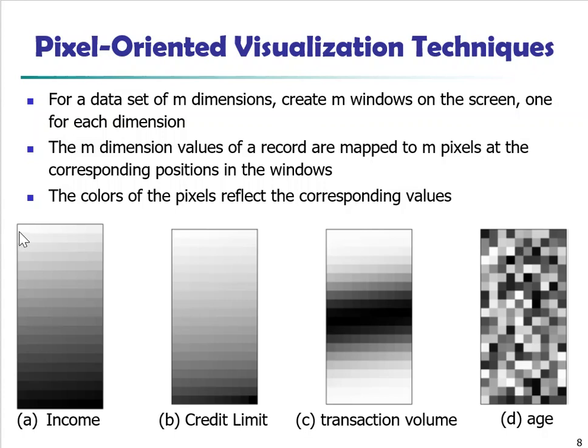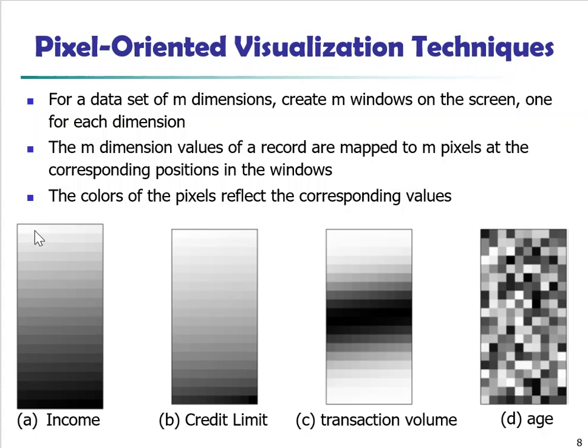So for the first observation, its income, we're probably going to sort the income from the lowest to the highest values, and then we plot those individuals one by one. So the first individual has low income, and its credit limit is depicted here. Its transaction volume is depicted here. Its age is depicted here. So the pixel at the same location in each of the windows corresponds to one observation.